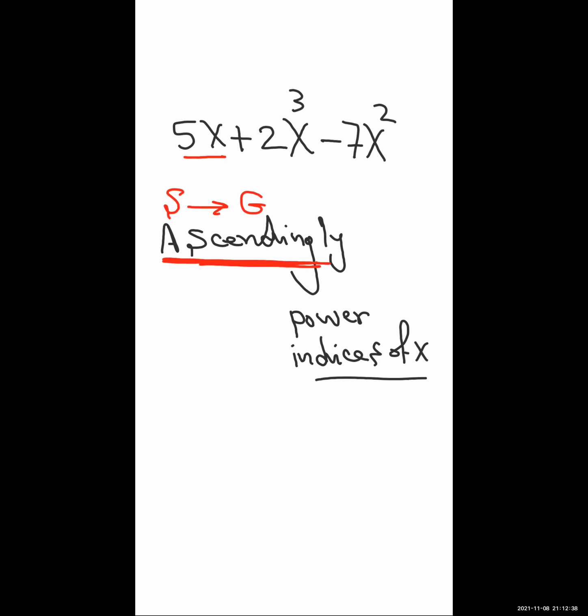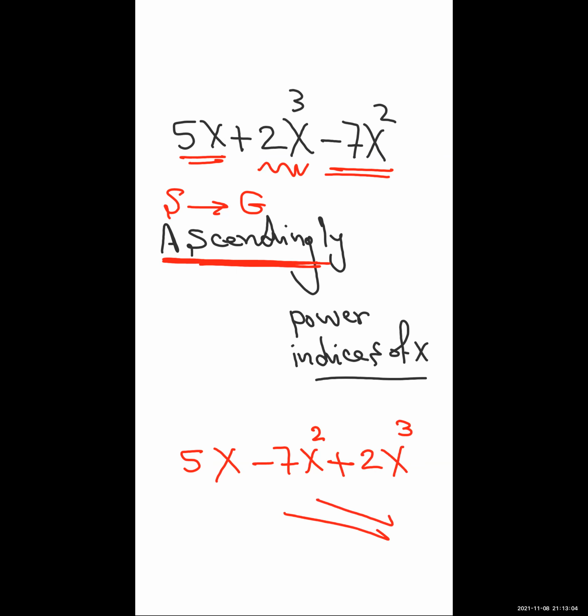So the first term will be 5x because x here is at the power of 1. Then the second term, negative 7x power 2, because the first one is power 1, then power 2. So minus 7x squared. Then power 3, the third term, plus 2x power 3. That's it. So that was how to arrange the algebraic terms according to the indices of x.